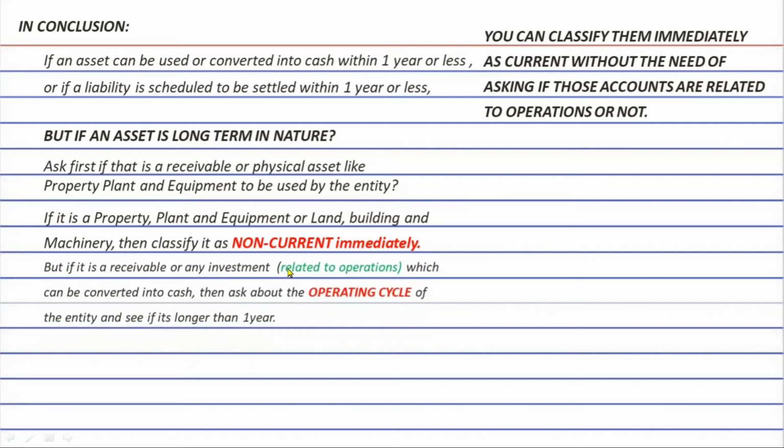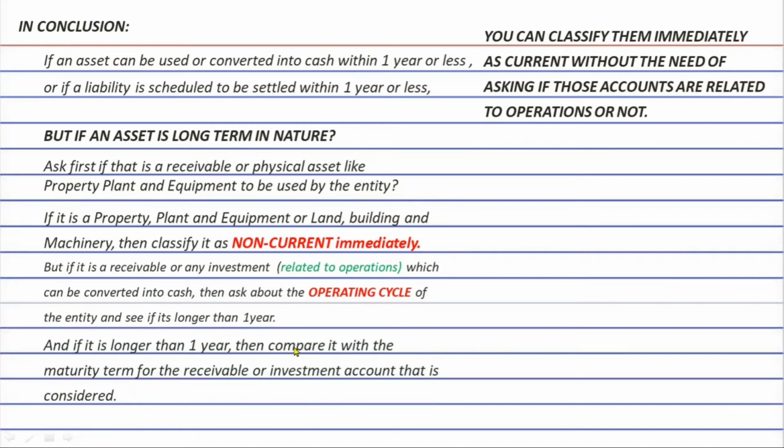But if it is related to operations, then ask about the operating cycle of the entity and see if it's longer than 1 year. If the operating cycle is not longer than 1 year, then go back to this rule here. But if it is longer than 1 year, then compare it with the maturity term for the receivable or investment account that is considered. Then classify it as current if it is collectible or convertible to cash within the operating cycle, which should again be longer than 1 year. So the operating cycle should be longer than 1 year. You need to remember that.